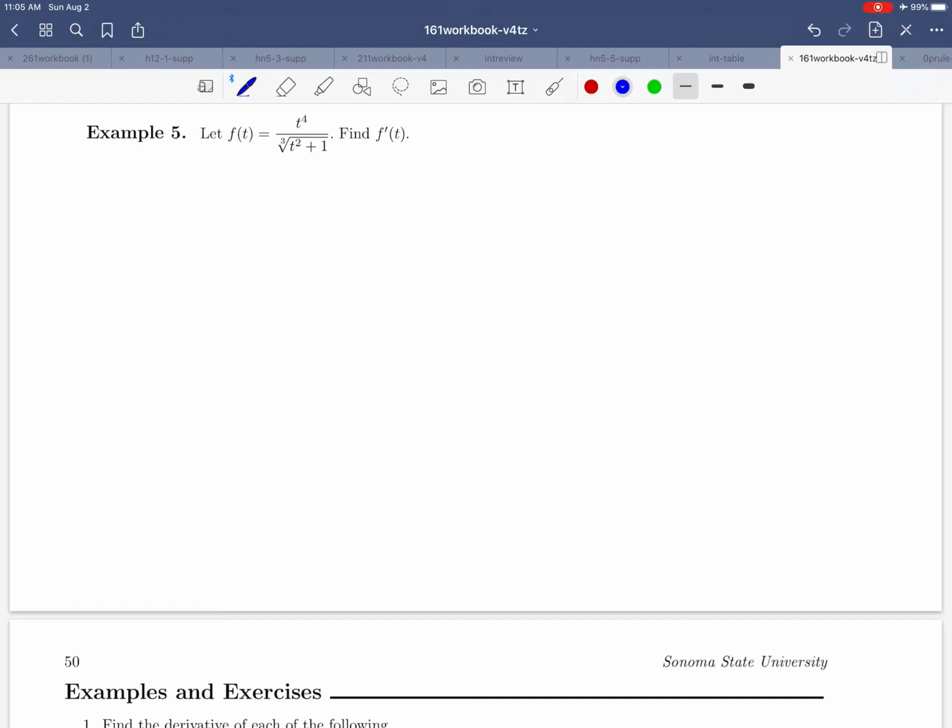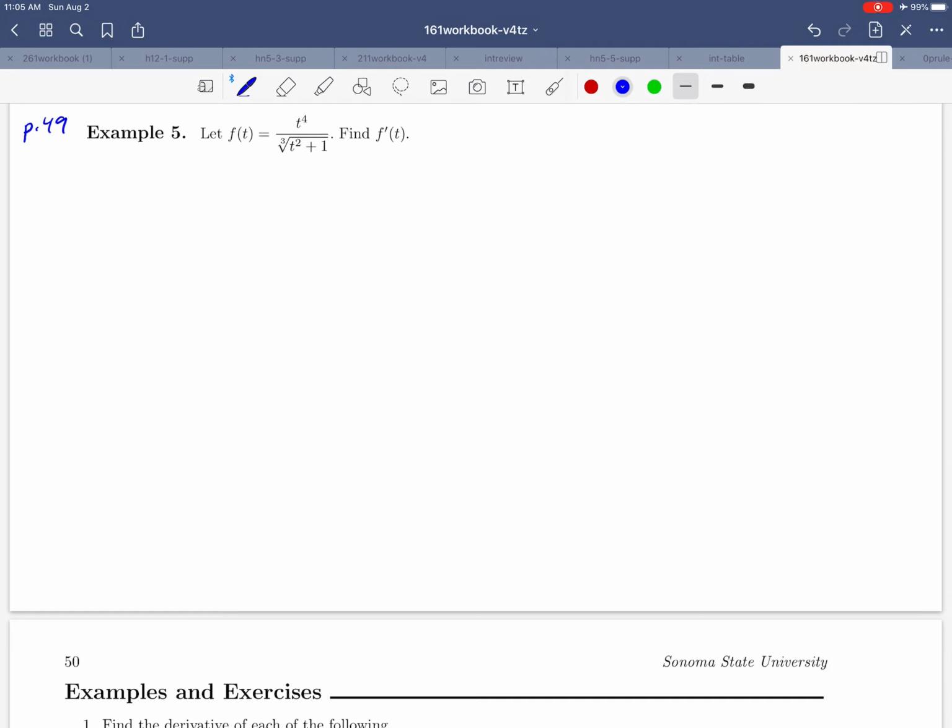Hello everybody, and welcome to example 5 on page 49 of the workbook. They're asking us in this problem to take the derivative of a function that looks quite a bit more complicated than the functions that we've looked at so far.